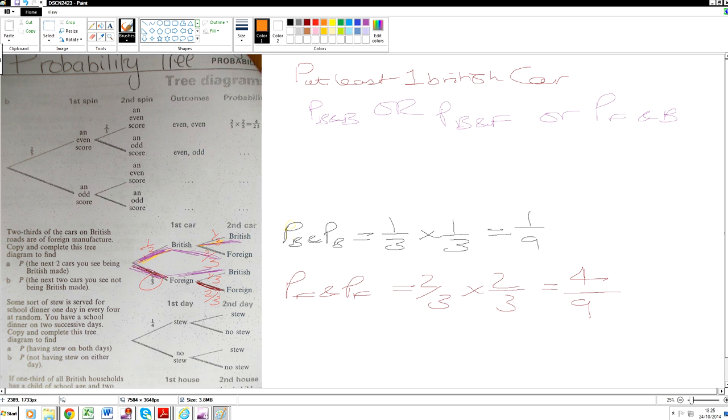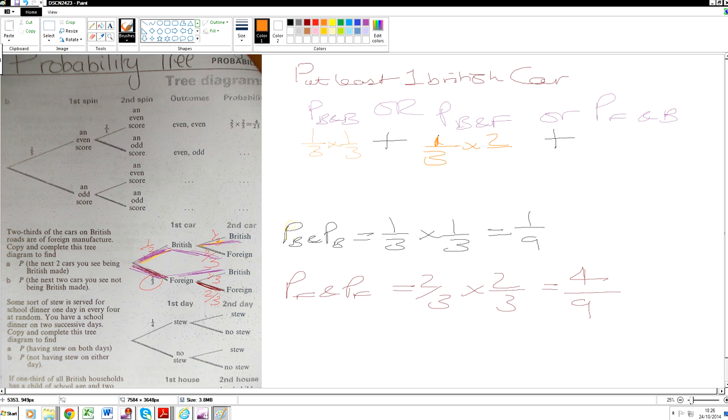Okay, so what's the probability of British followed by British? A third times a third. What does the word or mean? Add. Or means add. Okay, lovely. And what's the probability of British and foreign? 1/3 and 2/3. Okay, let's go back to it. 1/3 and 2/3.